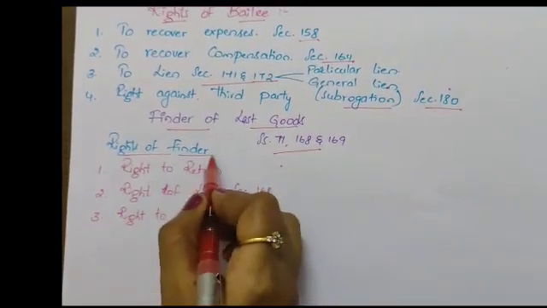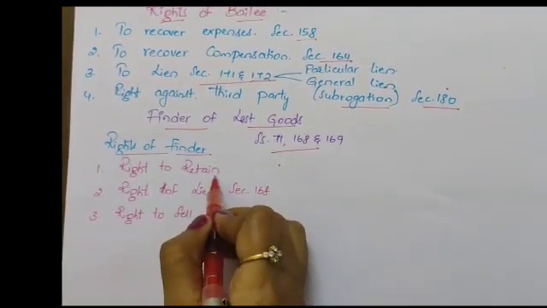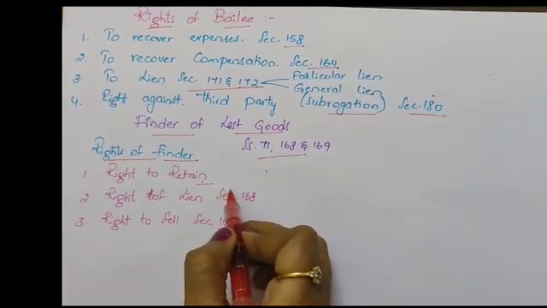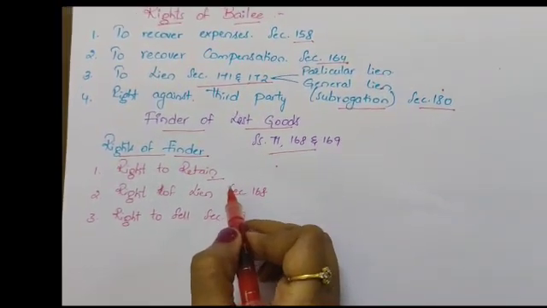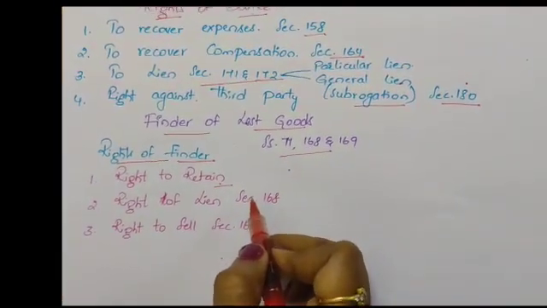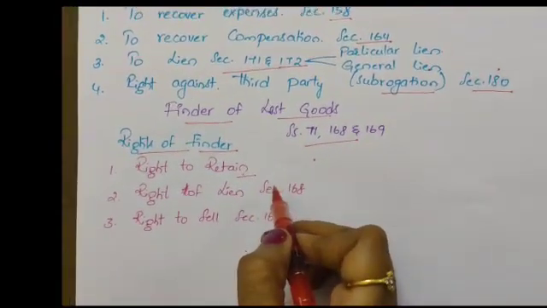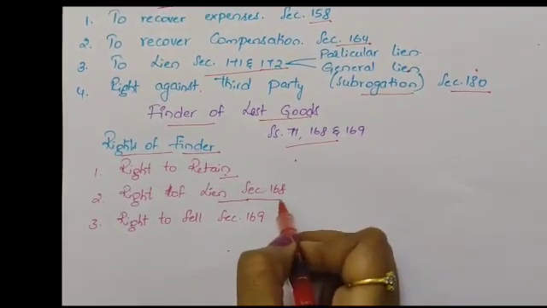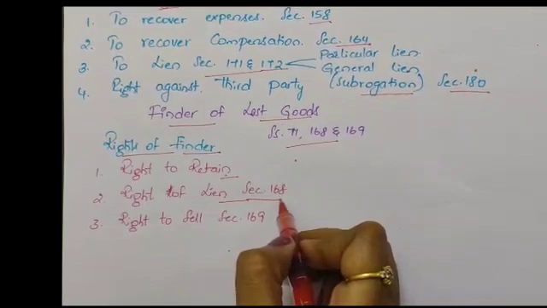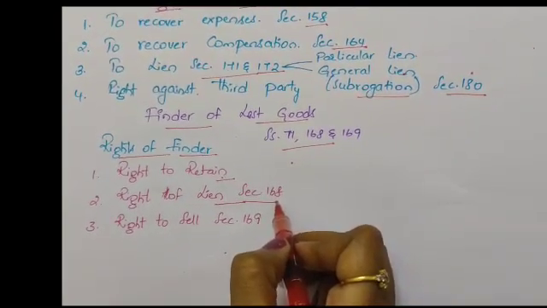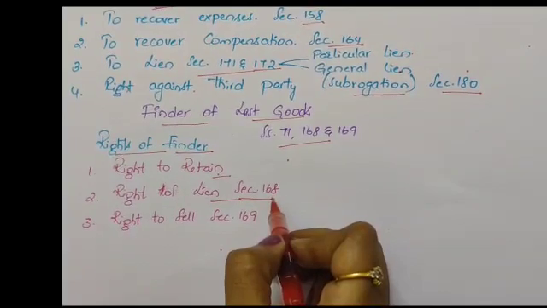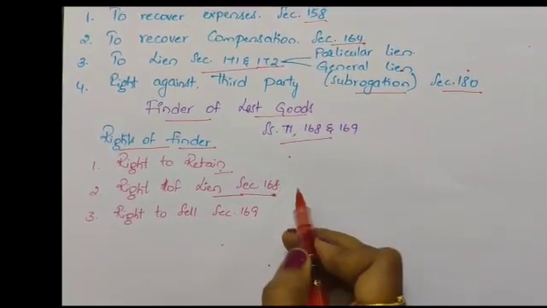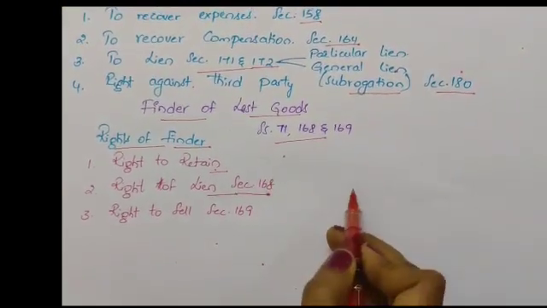Next, rights of finder of lost goods. Right to retain. The finder of lost goods has a right to retain the possession of the goods until the true owner is found. He has a right to take action against any other person who deprives him of the possession of the goods. Next, right of lien, section 168. Right of lien to retain the goods against the true owner until he receives such compensation where the owner has offered a specific reward. He may sue for such reward and may retain the goods until he receives it.